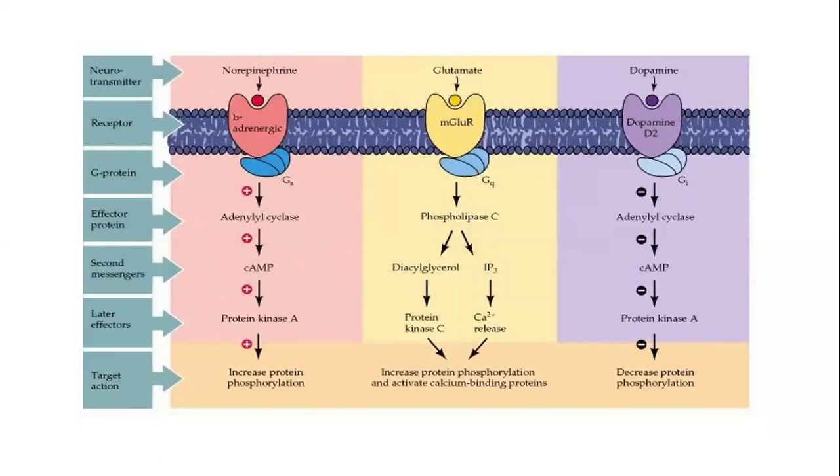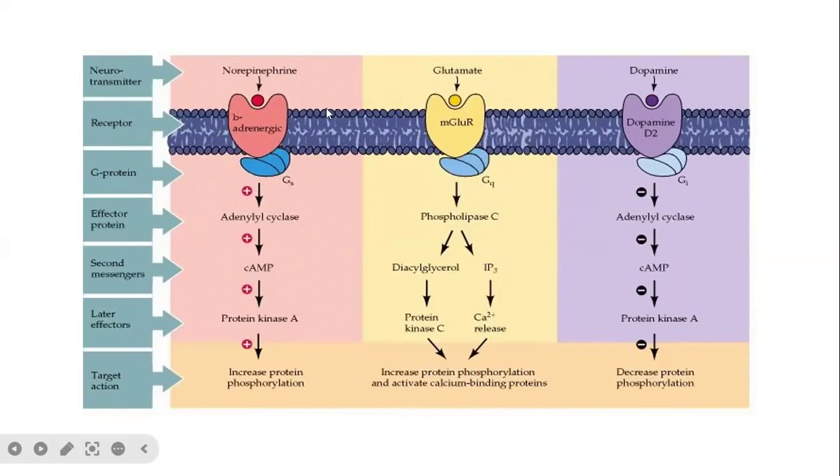Look at this diagram. We have all three G protein receptors. Focus on GQ first. So we have a ligand, which is a neurotransmitter acting on the G protein coupled receptor, activating a GQ protein. Now, GQ protein will cause the activation of phospholipase C, which will yield two products, diacylglycerol and IP3. IP3 will cause calcium release, and diacylglycerol will activate protein kinase C. Together, they will increase protein phosphorylation and activate calcium binding proteins.